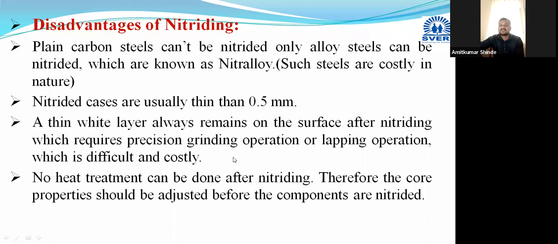And for removing that layer, we require some finishing operations, like lapping operation, which is very costly. The no heat treatment is an advantage and a disadvantage also. It means we cannot perform any heat treatment after nitriding. Hence, whichever changes in the properties are required in the core or center, you have to do before nitriding only. You first correct the core properties and then go for the nitriding operation. So these are the disadvantages of the nitriding process.